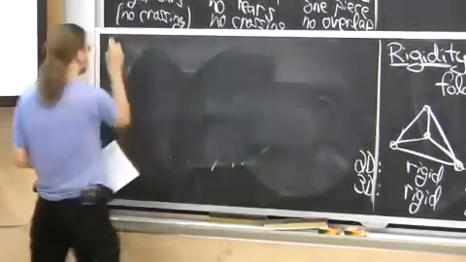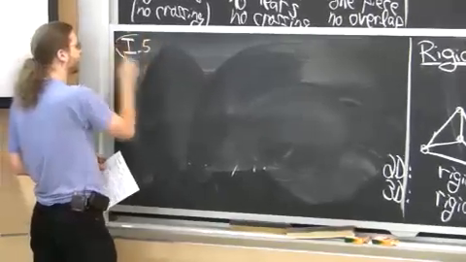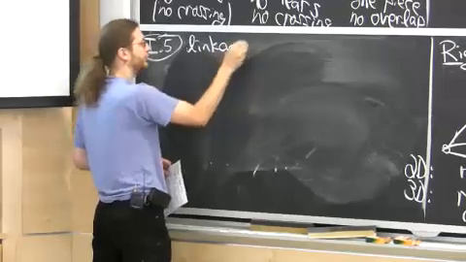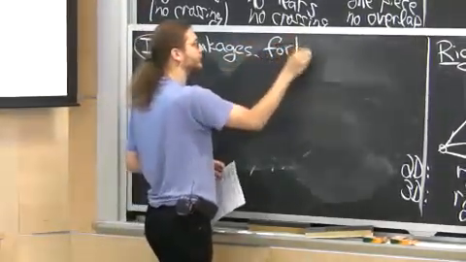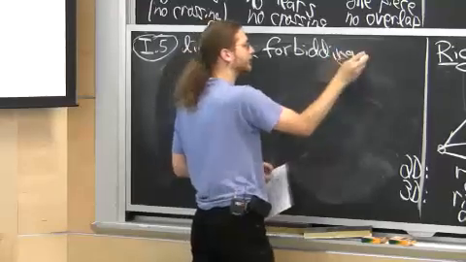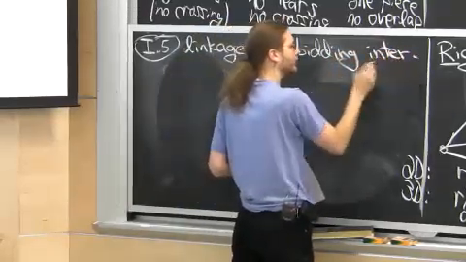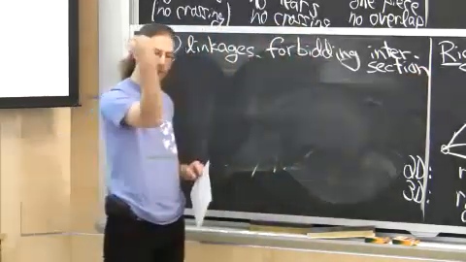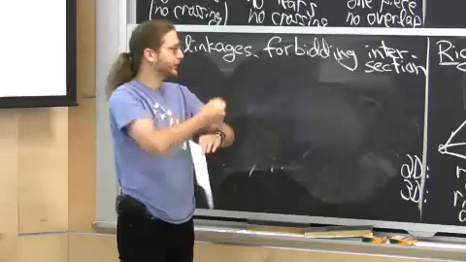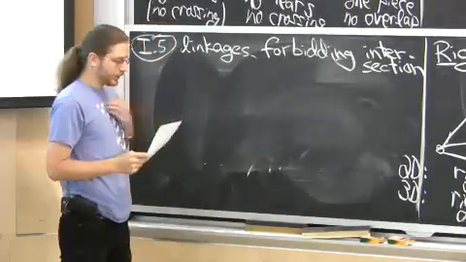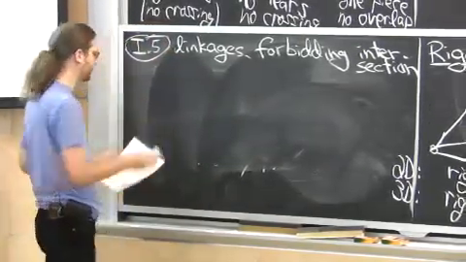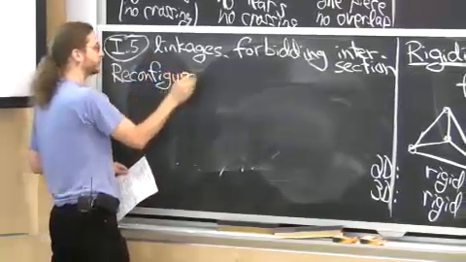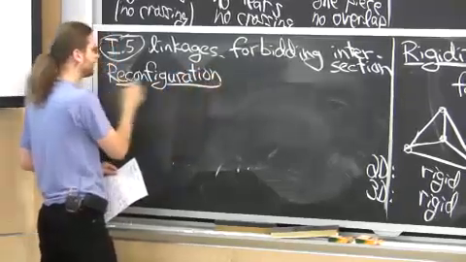All right. Next we go on to, I guess, 1.5. This is linkages forbidding intersection. And this is more interesting when you're talking about 3D linkages like my arm. I really don't want it to penetrate other bars. That's not possible. And the first question you might ask in this world, which I guess is a foldability question, sort of a reconfiguration question.